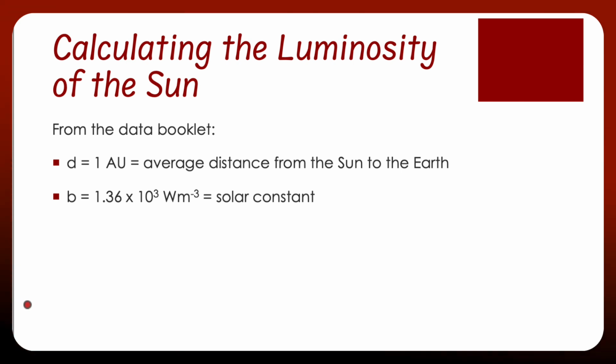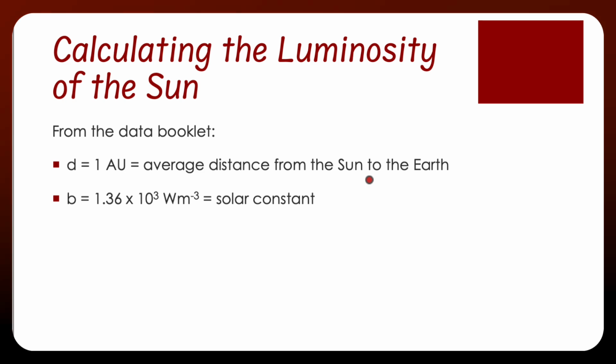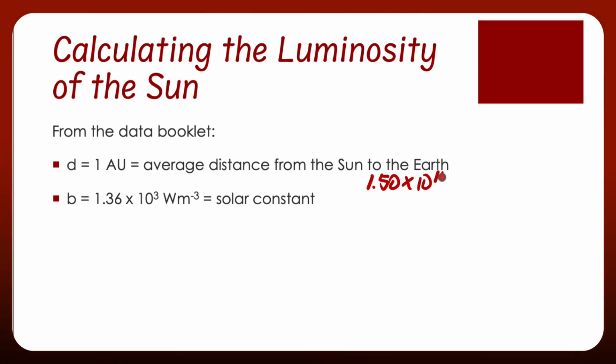Two really important things I want to point out are information we have in our data booklet. We have the one astronomical unit. That is the average distance from the sun to the earth. We are also given that this value is 1.50 times 10 to the power 11 meters. So if we need that distance, they are expecting us to be able to use this.